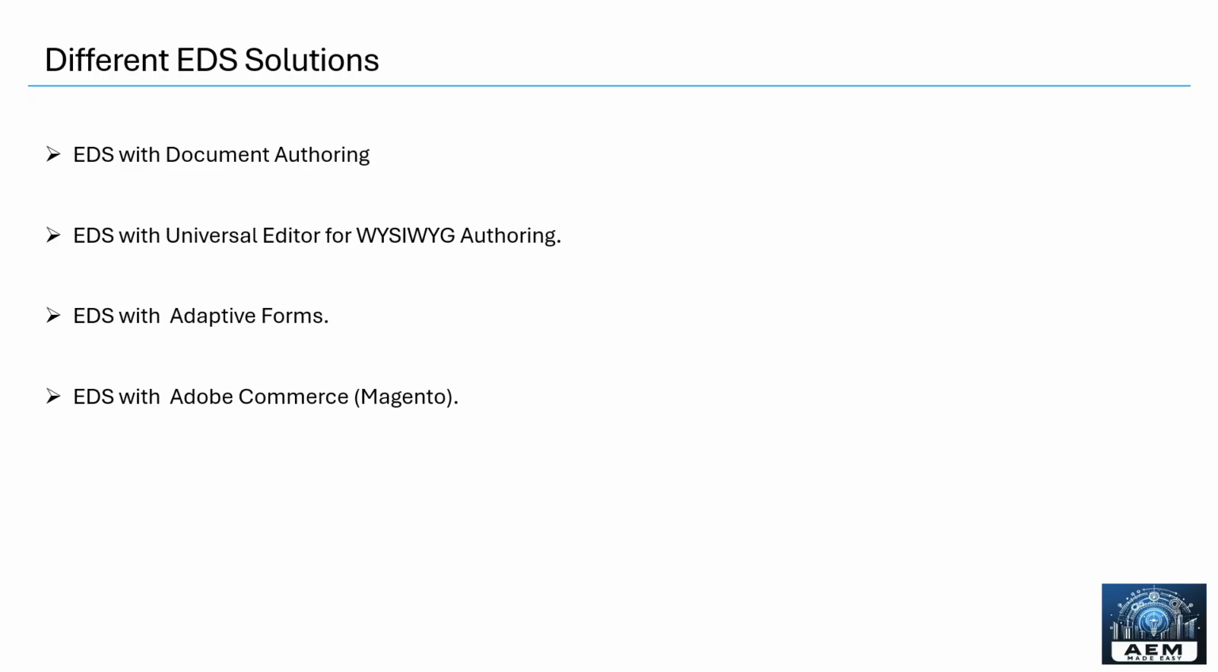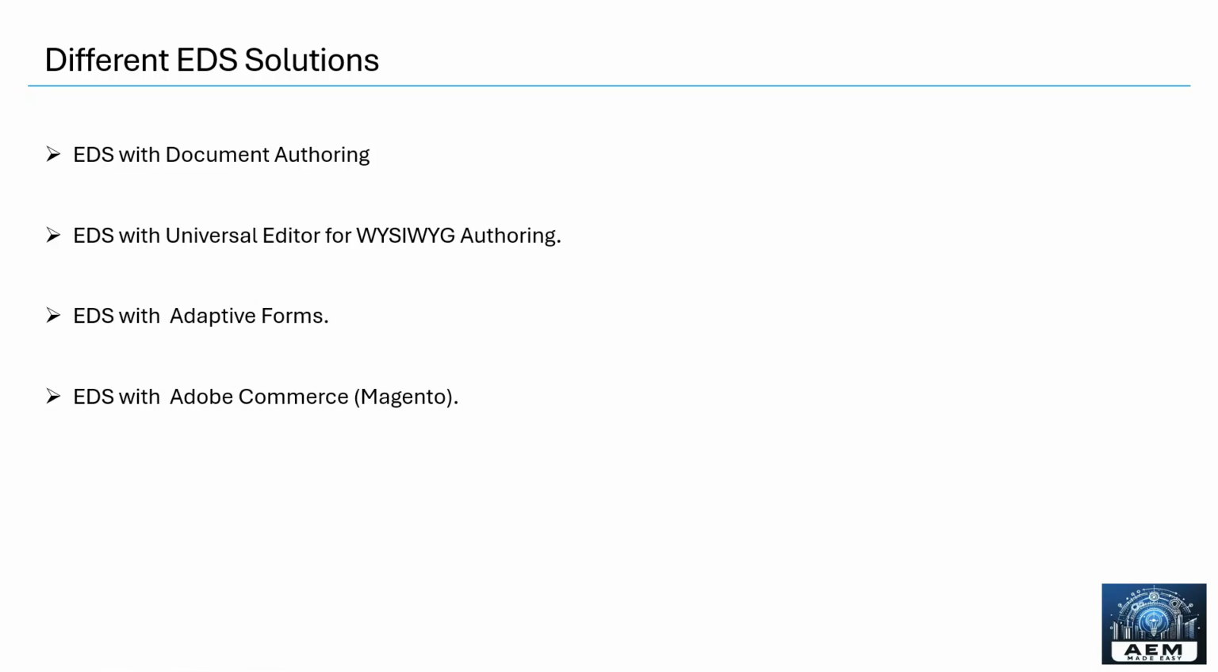The secondary use case is when you already have authors trained on AEM authoring, and they want to do authoring through the AEM interface only. In that case, content can be authored inside AEM, and then this flow can be used, where you get authoring using Universal Editor with EDS.